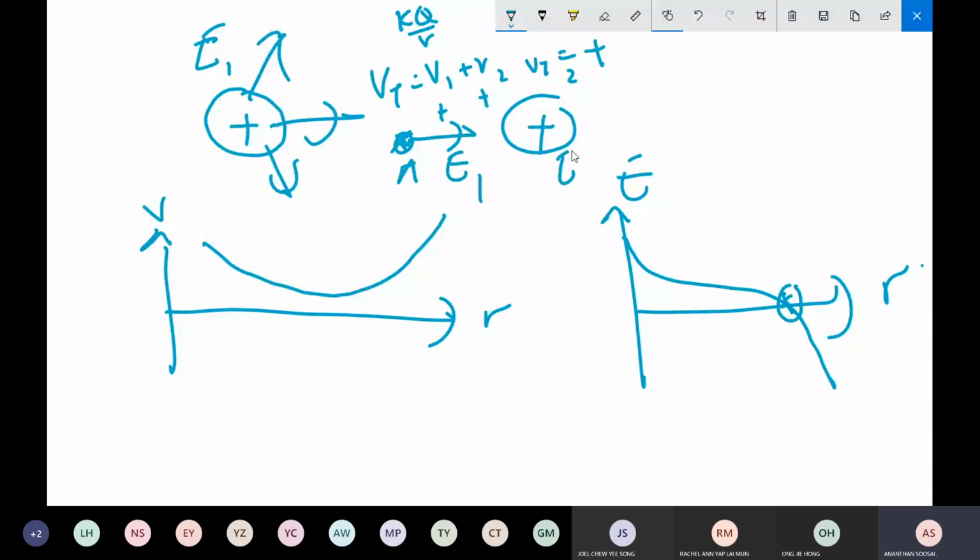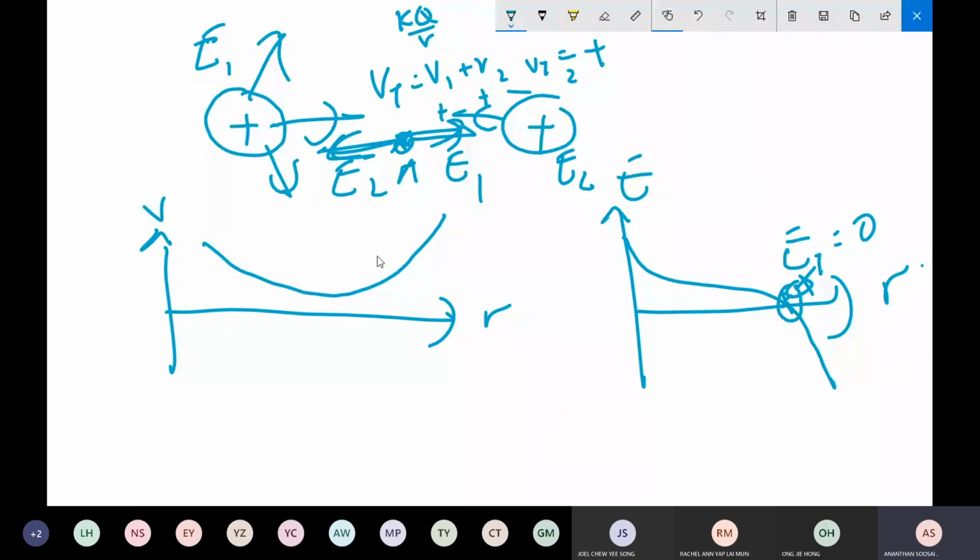E2, the second body. At this point, E2 will be in which direction? Because it is also positive, the field is outward. So the field E2 is also this way, right? So E1 and E2 are in opposite directions. So at one point, E2 and E1 have a chance to become zero. Therefore, in the E versus R graph, E total has a chance to become zero at one point. So it's a curve that cuts the R axis and goes down.